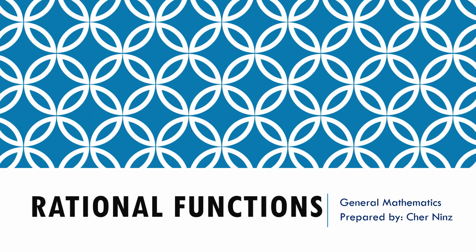Remember that our rational functions are those functions that are the division of two polynomials. We can have simple rational functions like 5 over x, or more complicated ones like the quantity x minus 5 all over the quantity x squared minus 3x plus 4. In this video lesson, we are going to learn how to solve equations and inequalities that involve these rational functions.